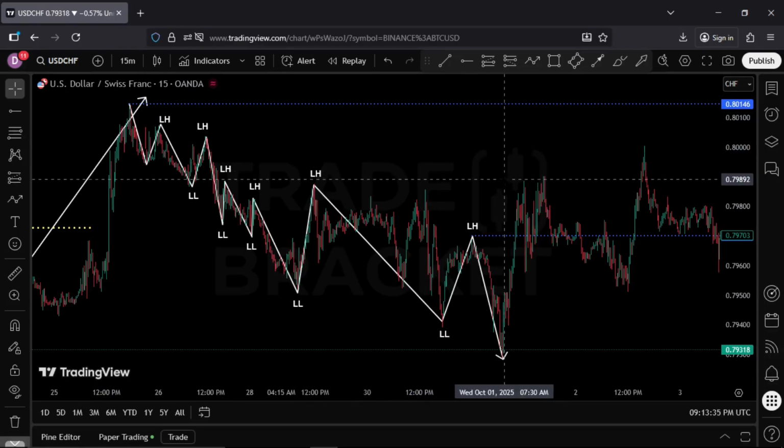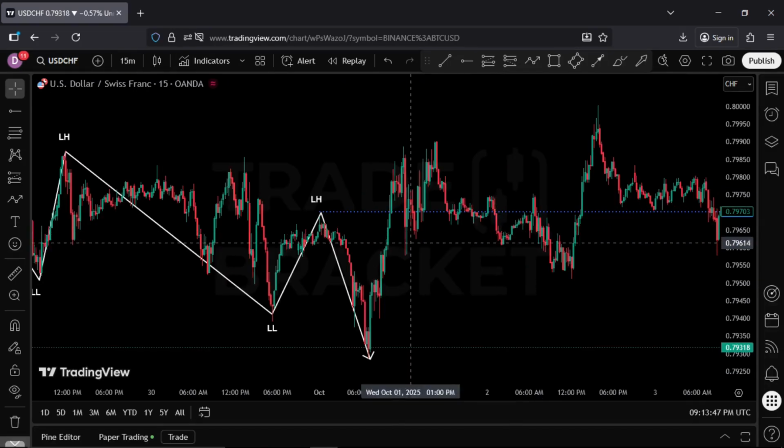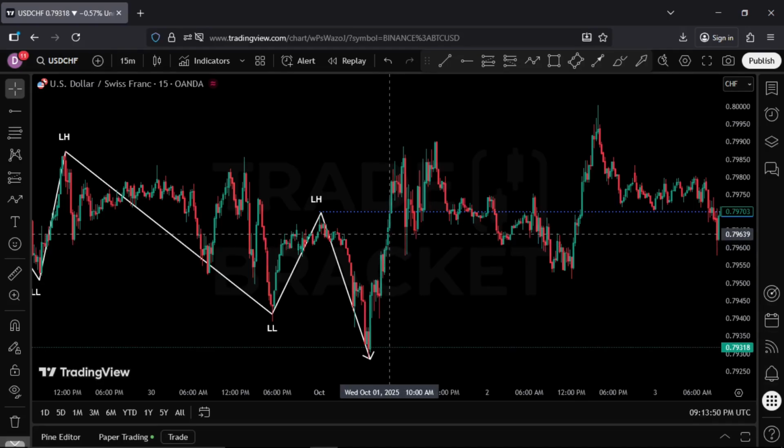Then the lowest point happened Wednesday, October 1st, 2025, at a quarter past 7 a.m., and then the break happened around this time: Wednesday, October 1st, 2025, a quarter past 10 a.m.